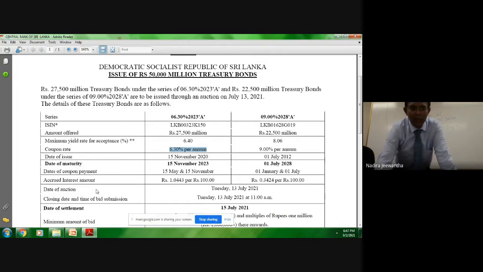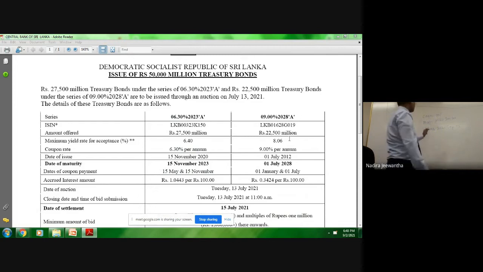Now see, coupon rate, issue date is this, maturity is this. Now, the coupon payment is semi-annual, for example May and November, or January and July, after 6 months. Now take this example. All the features here are similar to the treasury bond advertisement.